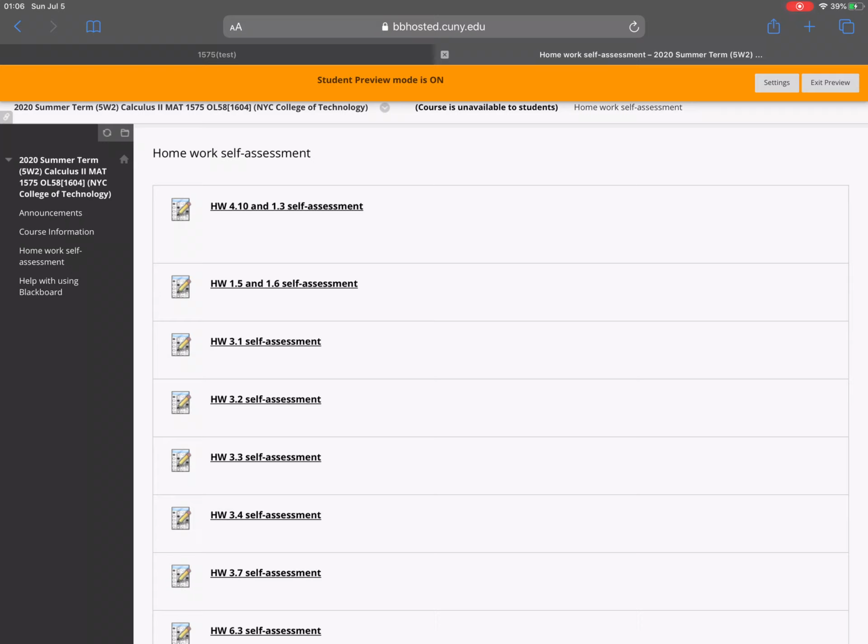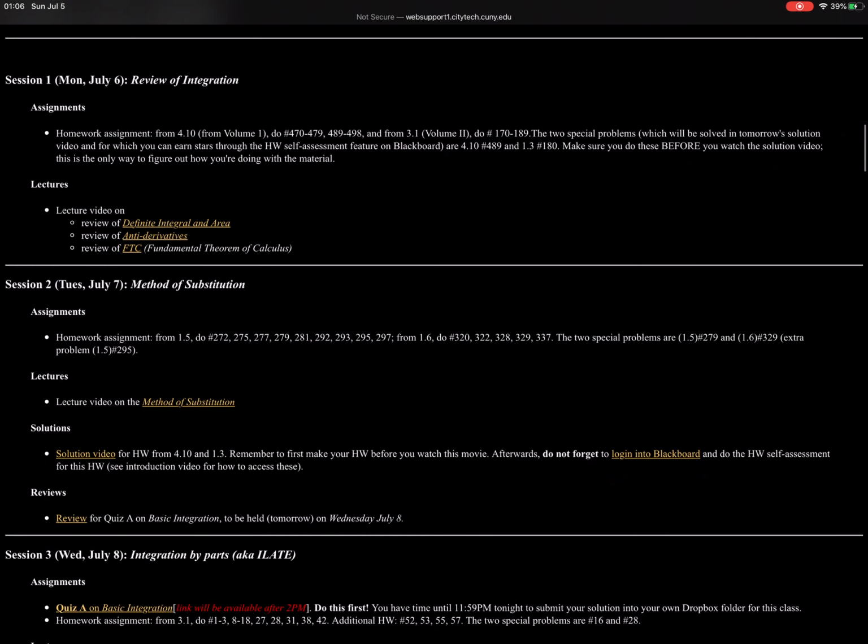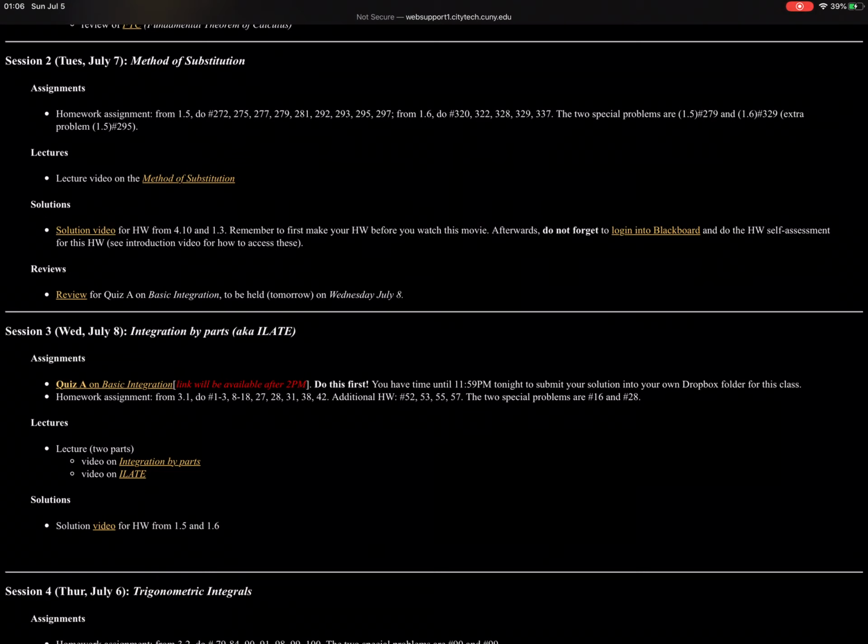So what does that mean? Let's look at a typical homework listed. Let's look, for instance, at session 2, assignments, homework assignment from 1.5, do numbers and so on. Where do these numbers come from? These are the numbers in the textbook. I'll say something about the textbook. And then in 1.6, do also these numbers. It happens to be 2 sections, but normally we have only 1. Then the next thing, the 2 special problems that I talked about, are 1.5, number this, and 1.6x. Sometimes I give extra problems, but these are the 2 special problems. These are the ones that will then be shown in session 3. You look at solutions. So now in session 3, look at solutions.